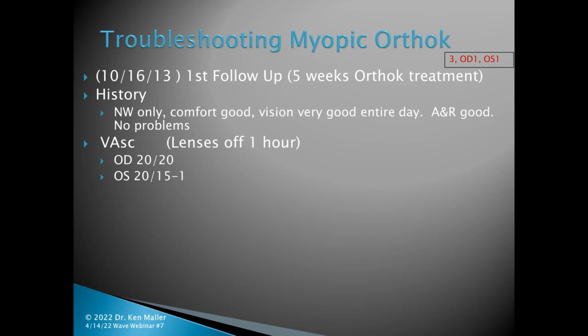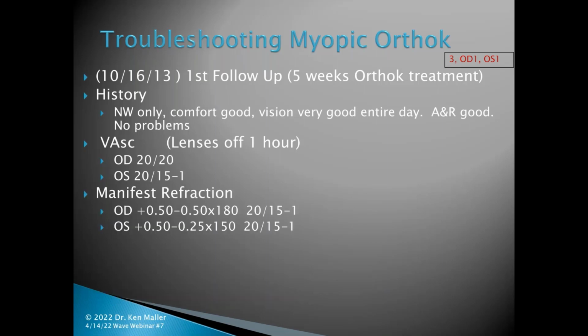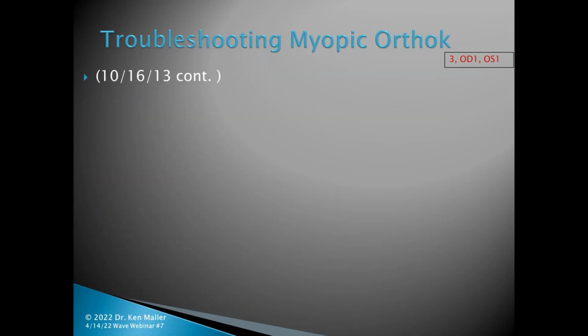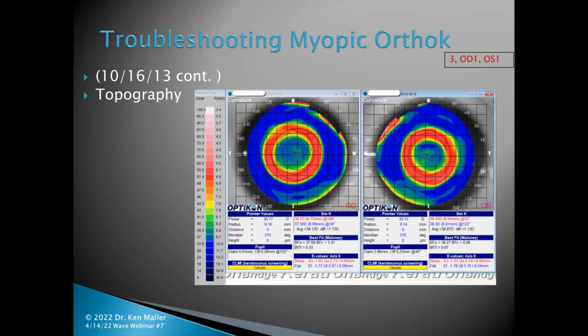Lenses off for 1 hour. He was 20/20 in the right and 20/15 minus in the left, which is in fact even better than he was corrected with best spectacle correction at the initial exam. Manifest refraction, basically dead on target. He was plus a half, minus a half in the right, plus a half, minus a quarter in the left, both getting him to 20/15 acuity. And then nothing unusual at the biomicroscope. Topographies that day, you can see well-formed reverse curve, good central treatment zone.